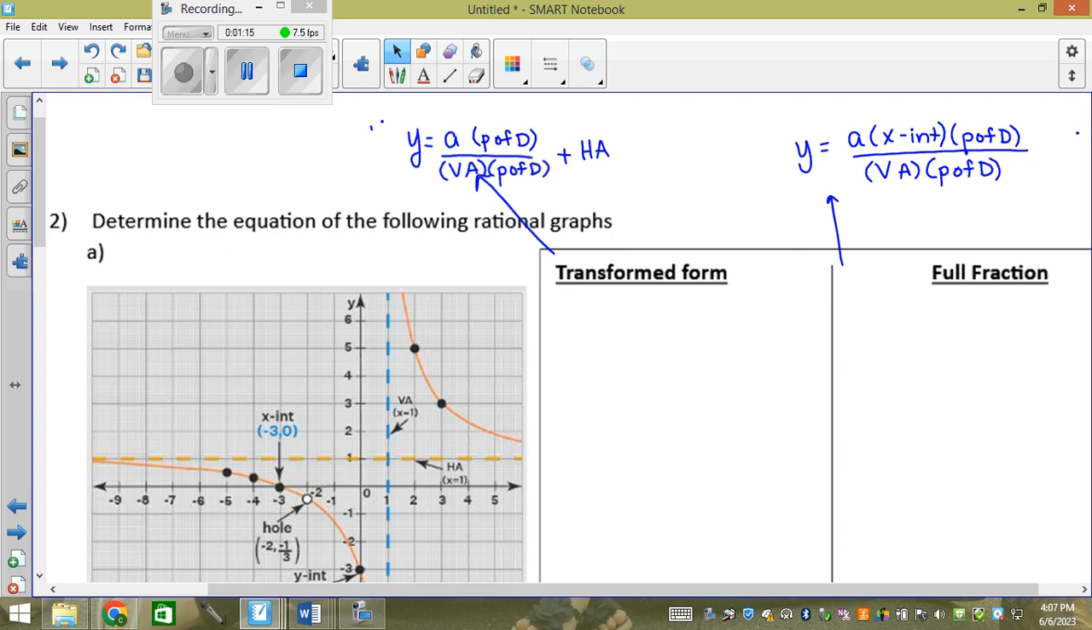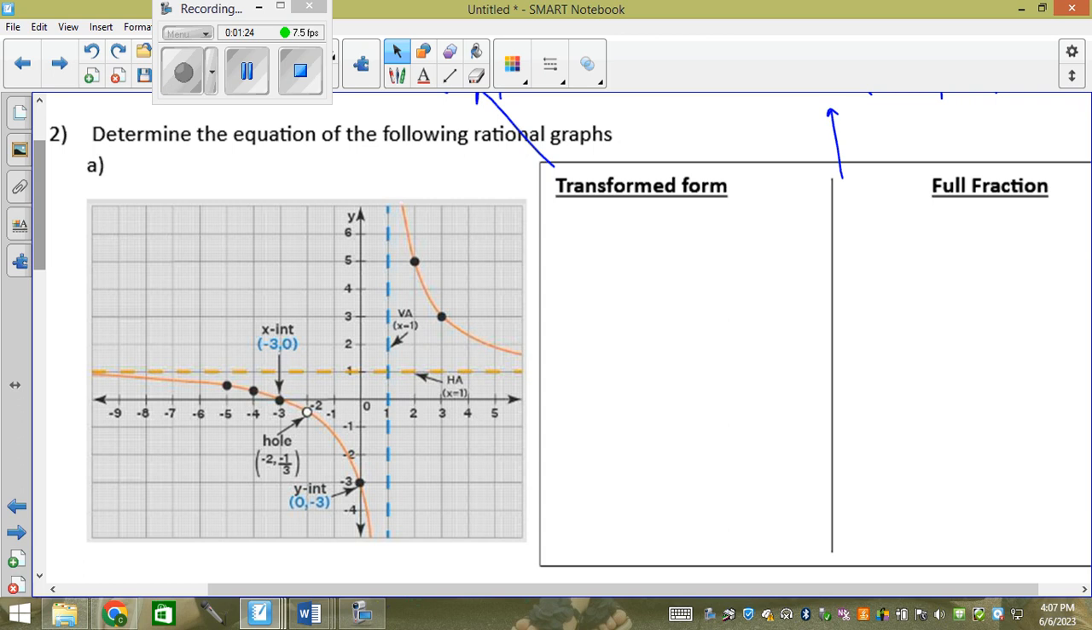And then when you're doing the one where the numerator is bigger than the denominator, which is the last one, full fraction is the way to go. So transformed form, let's look at this one first. So we're going to get y equals a. And then if there's a point of discontinuity, it goes to the top.